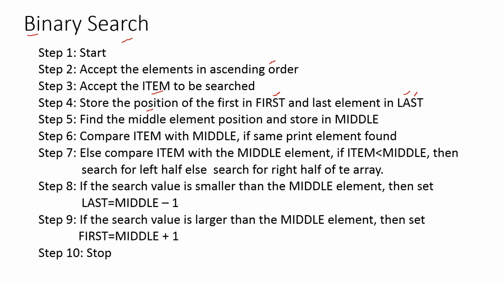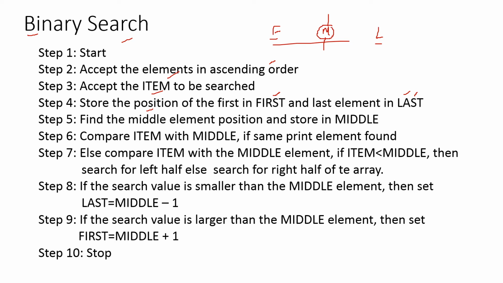We have to show the position. Then find the middle element. First is there and then last is there. From that you have to find the middle element because it is binary. Now we are going to divide the whole list into 2. So what is the middle element? First position plus last position divided by 2. You will get the middle position, right? Then an element will be there in the middle position. That element is compared with the item. If both are same, you got the value and then you have to print the position.